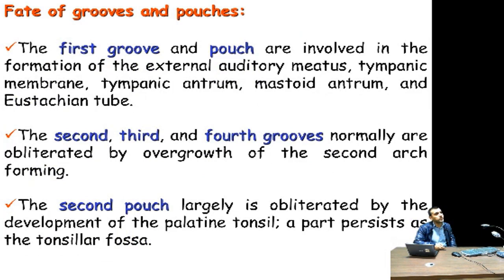Fate of groove and pouch. The first groove and pouch are involved in the formation of the external auditory meatus, tympanic membrane, tympanic antrum, mastoid antrum, and eustachian tube. The second, third and fourth grooves normally are obliterated by the overgrowth of the second arch. The second pouch largely is obliterated by the development of the palatine tonsil. A part persists as the tonsillar fossa.